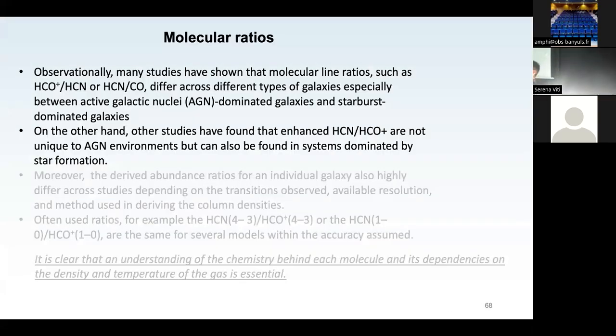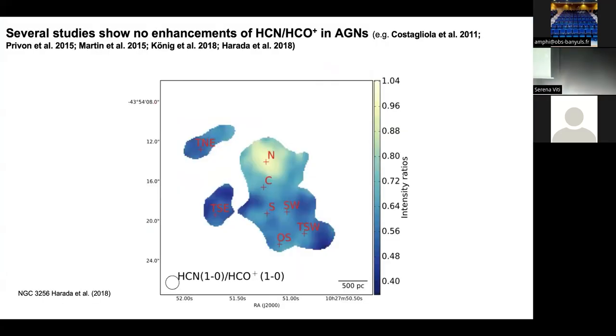However, the more you study something, the more outliers come to be. And some studies have found that this ratio is not always unique to AGN environments. So for example, here, this is a study by Imanishi and collaborators on a galaxy, NGC 3256, I don't know the galaxy, but basically you can see from this blob here that it's mainly the same color, right? This blob is the HCN to HCO+ ratio, and it's more or less the same wherever you look, okay? This ratio does not seem to be stronger in the AGN, so in the nucleus.